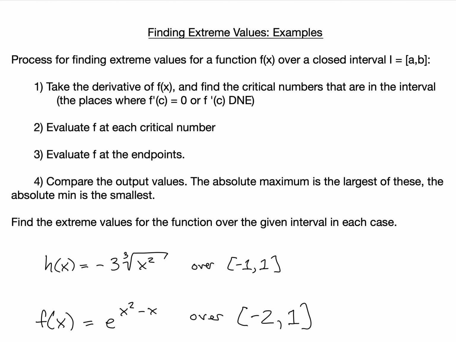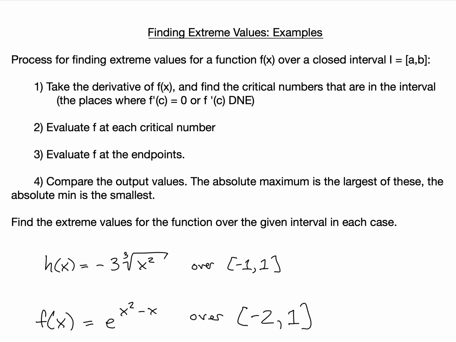In this video, we're going to find absolute maxima and minima over a closed interval. Our process for doing that is to first take the derivative of the function and find the critical numbers that are in the interval. That is, the places where the derivative is either 0 or the derivative does not exist.